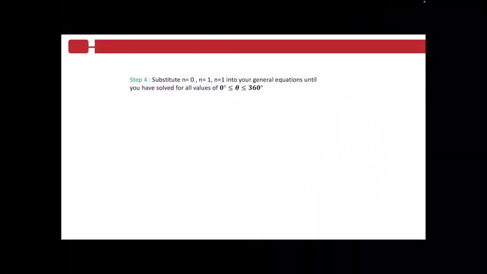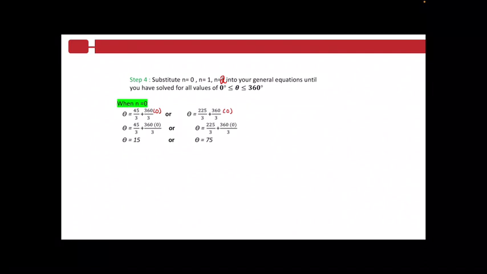Okay, now that we find our general solutions, which will give you the values of theta between 0 and 360 degrees, we now have to substitute in n as 0, 1, 2, etc. to find all of the values of theta that are between 0 degrees and 360 degrees. Let's start off when n is equal to 0. This is your first time around the circle. This gives us theta is equal to 45 over 3 plus 360 times 0 over 3, or theta is equal to 225 over 3 plus 360 times 0 over 3. This gives us theta is equal to 15 degrees or 75 degrees.